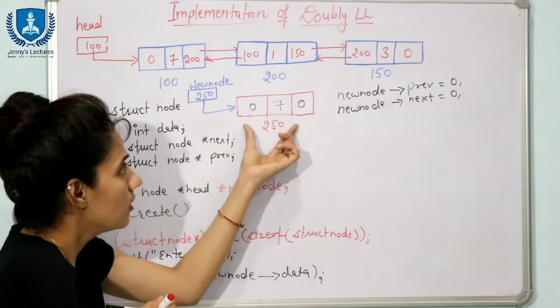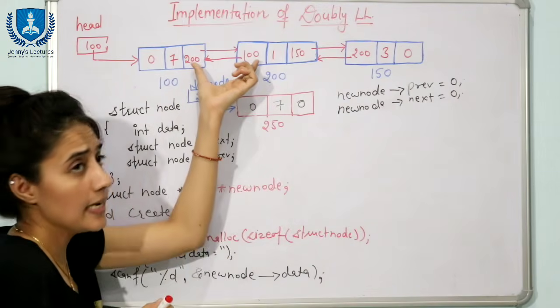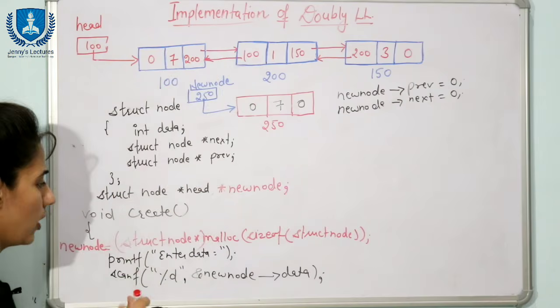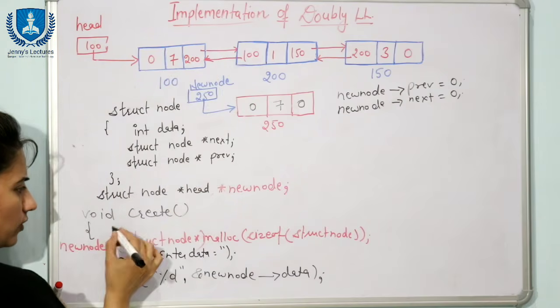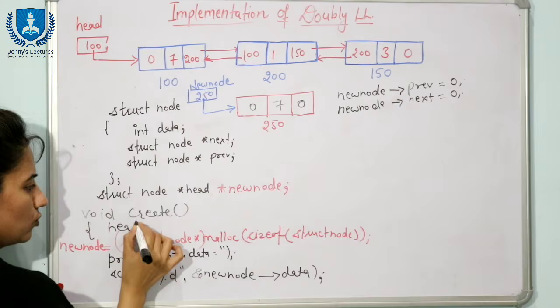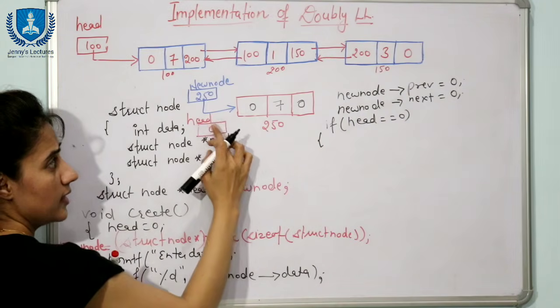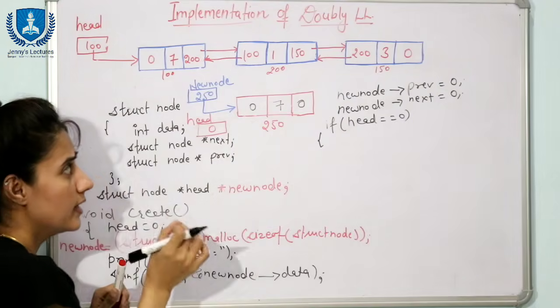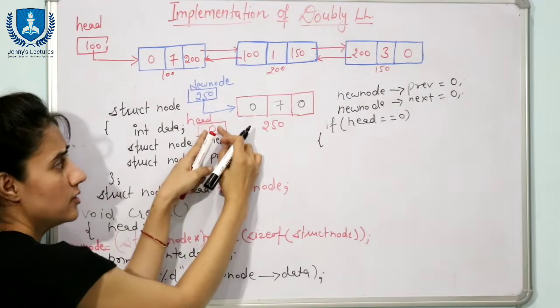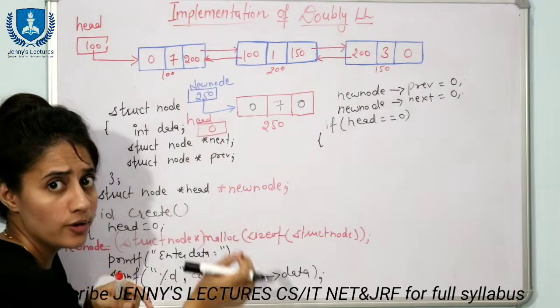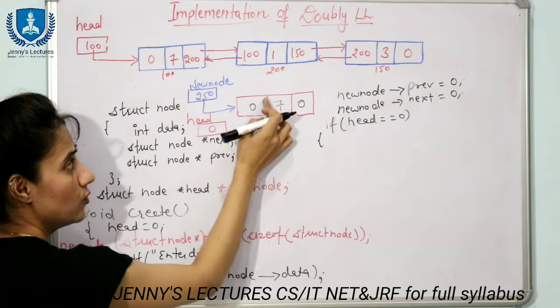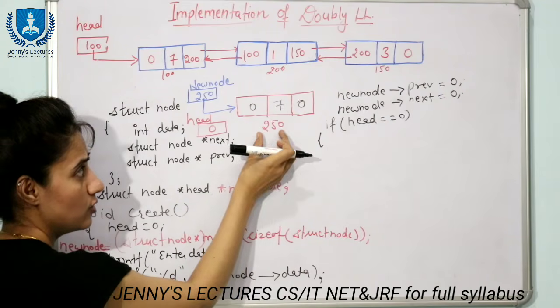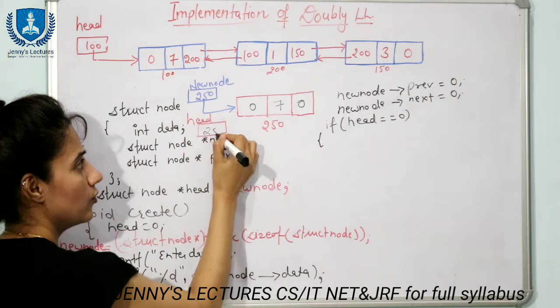Now we want to insert this newly created node in the linked list. At the start, head is equal to null. So within this function you can also write head is equal to 0. See, this is the case: head is equal to null. So how can you insert this node here? Simply you have to update this. In the head pointer, what will you store? The address of this node. The address is 250, so here you will store 250.